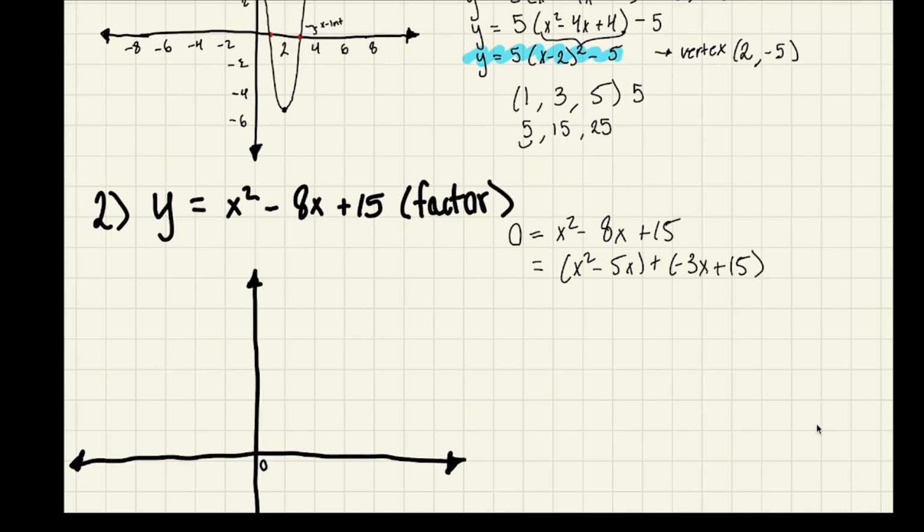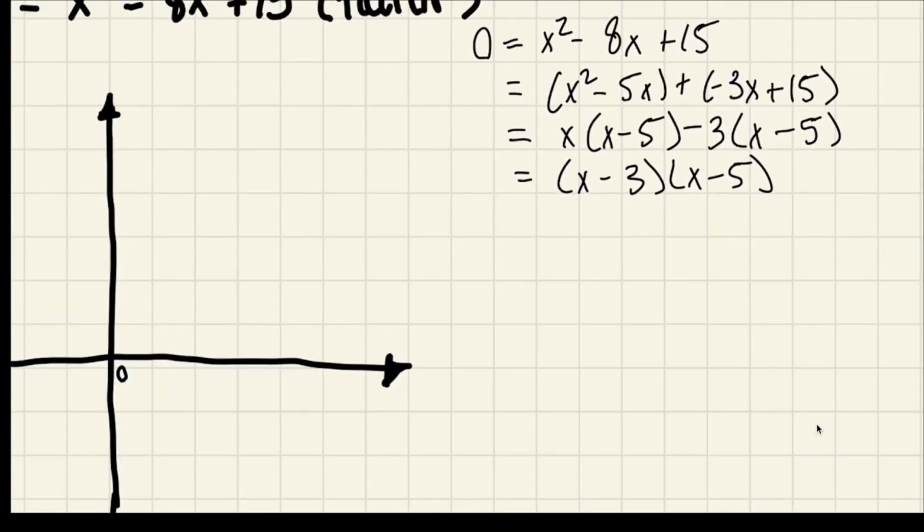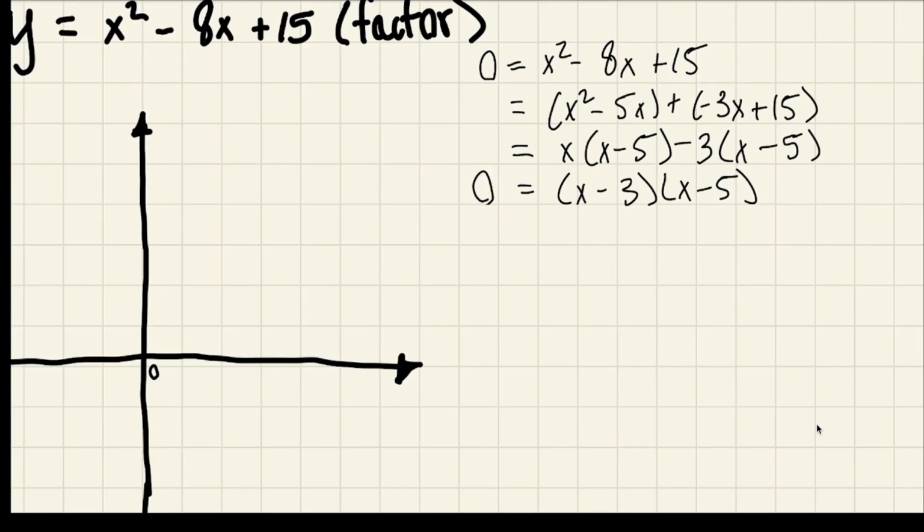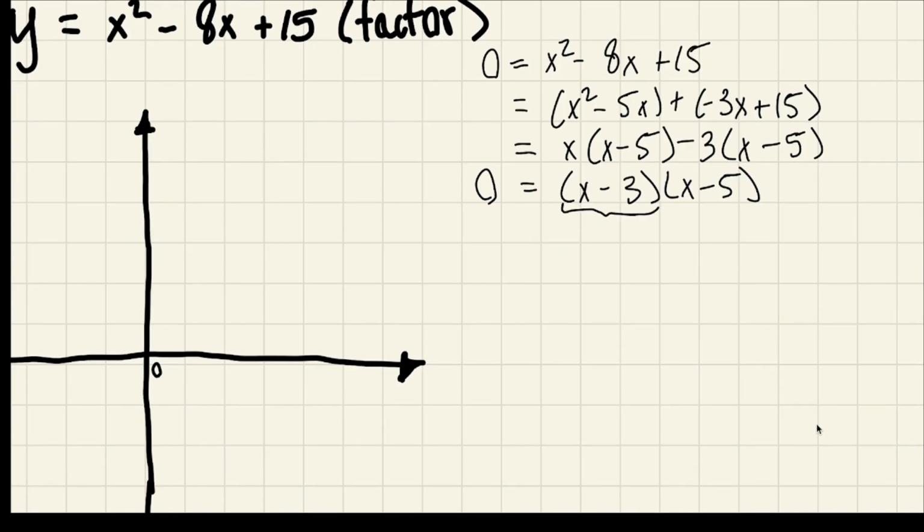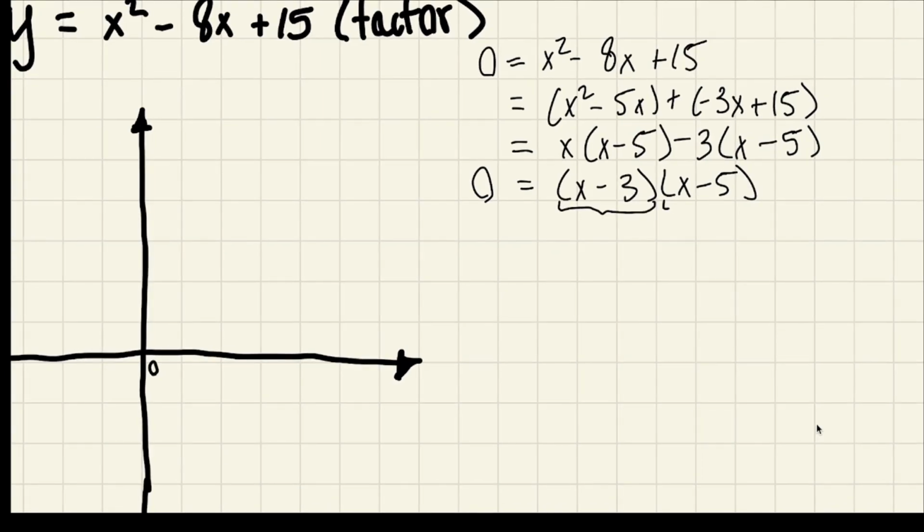So then, if we factor it, we are going to be left with x minus 3, x minus 5. Now, what do we do with these values? When we actually factor a quadratic, and this is set equal to 0, we can actually set this whole bracket equal to 0 and this whole bracket equal to 0. So we can do x minus 3 equals 0, x minus 5 equals 0.